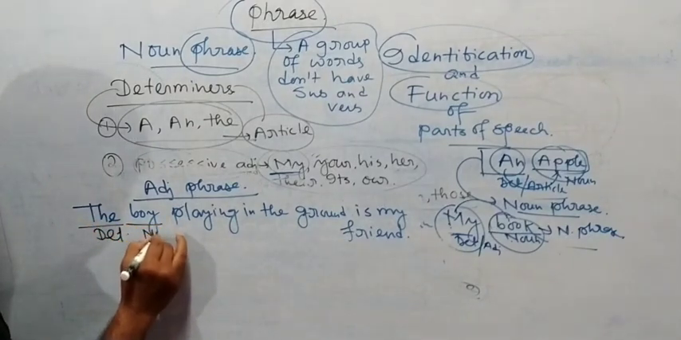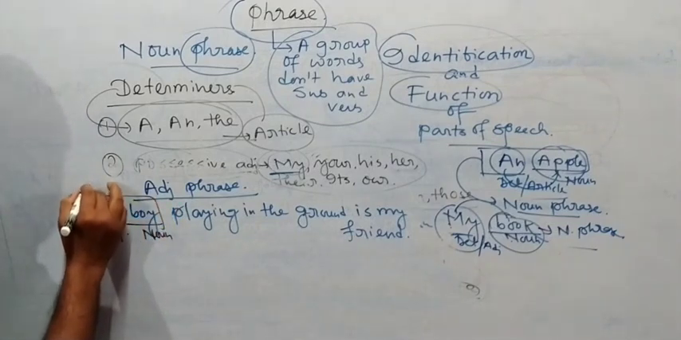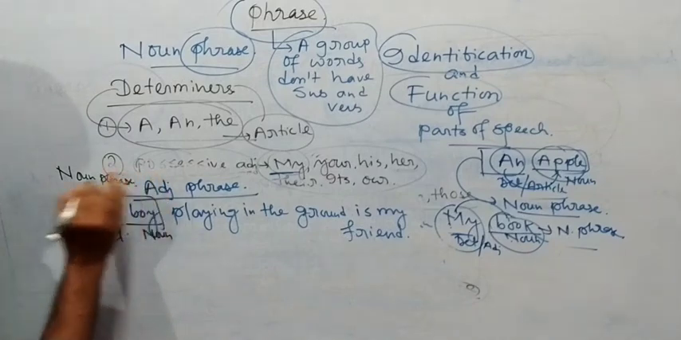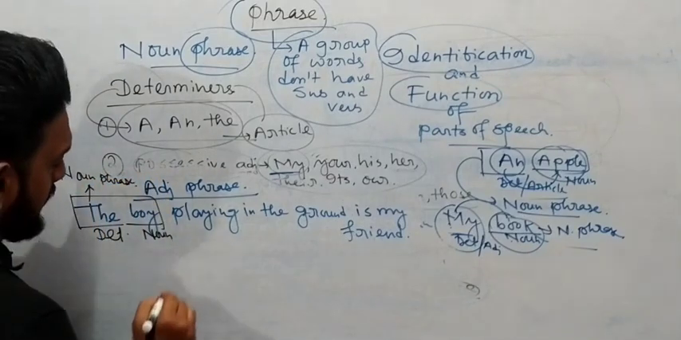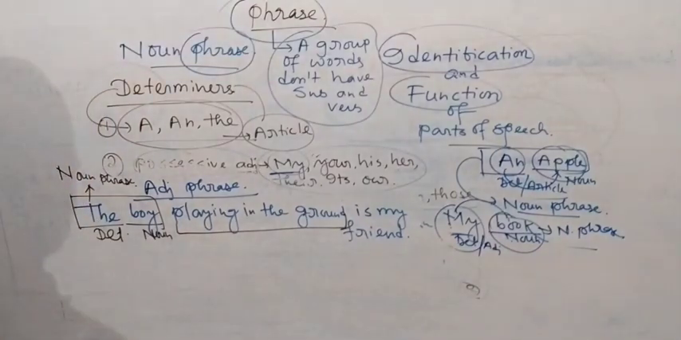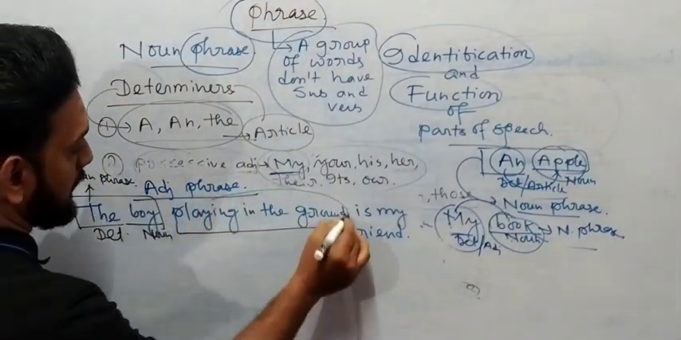Boy is a noun. So the boy here, what? It plays as a noun phrase. What? Noun phrase. Yes or no? Noun phrase. Here you see playing to ground. Playing in the ground, the boy playing in the ground. It means playing in the ground.